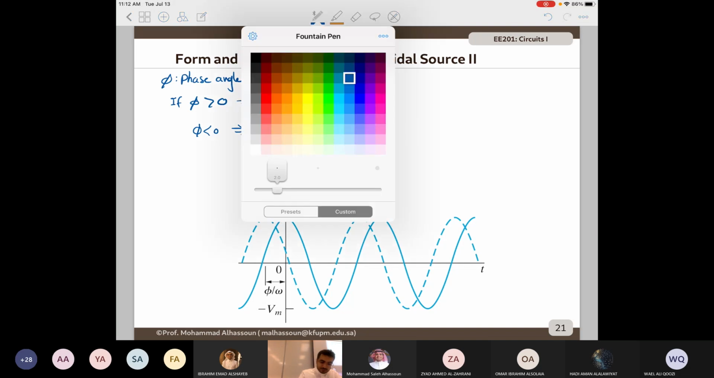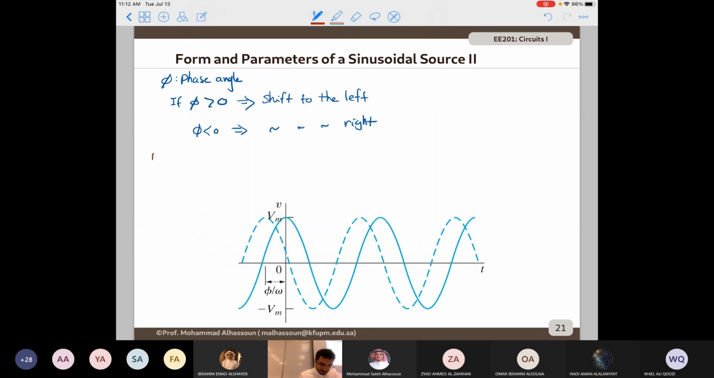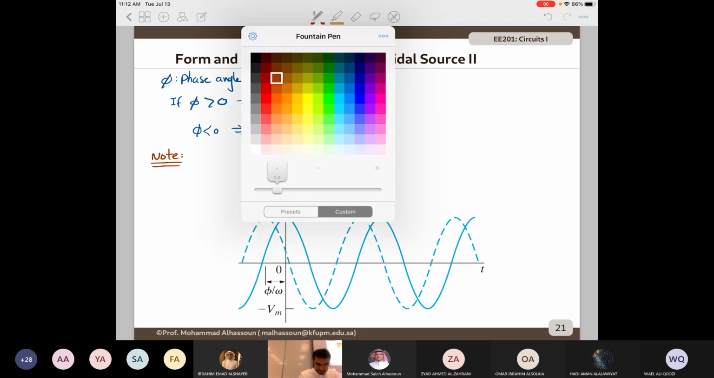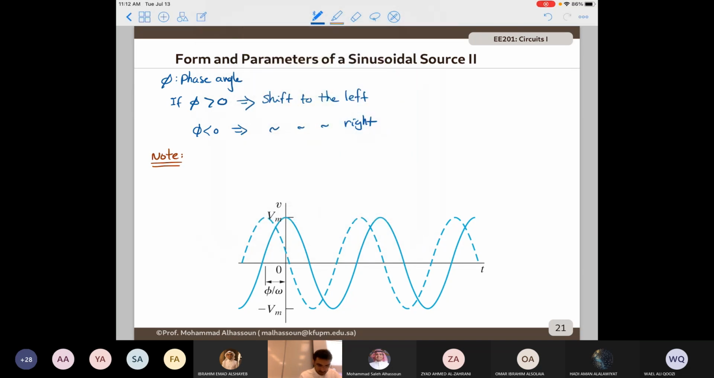A very important note here, I want you to pay attention. This phi in cosine(omega t plus phi) is expressed in radians, not in degrees.